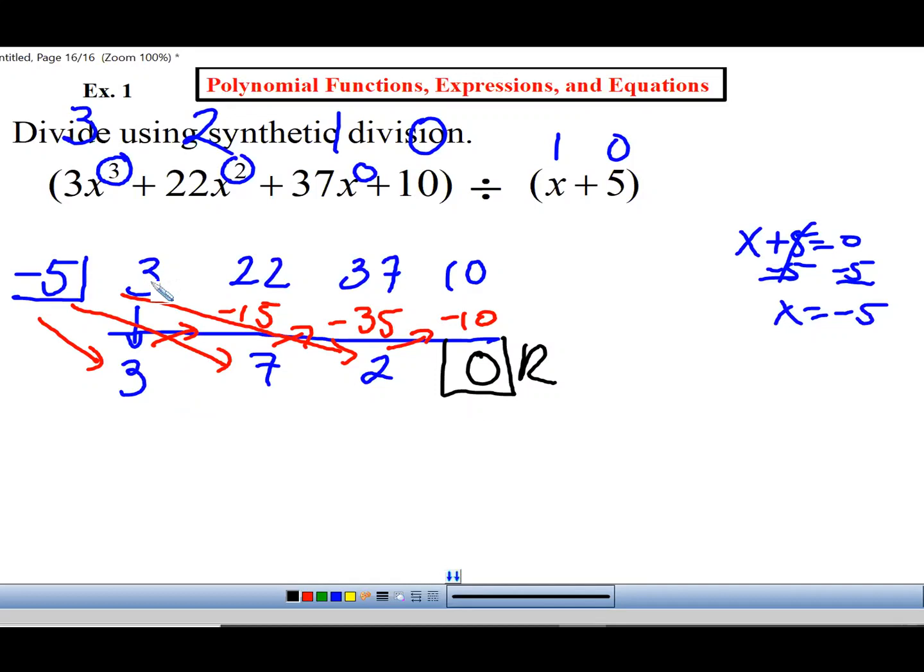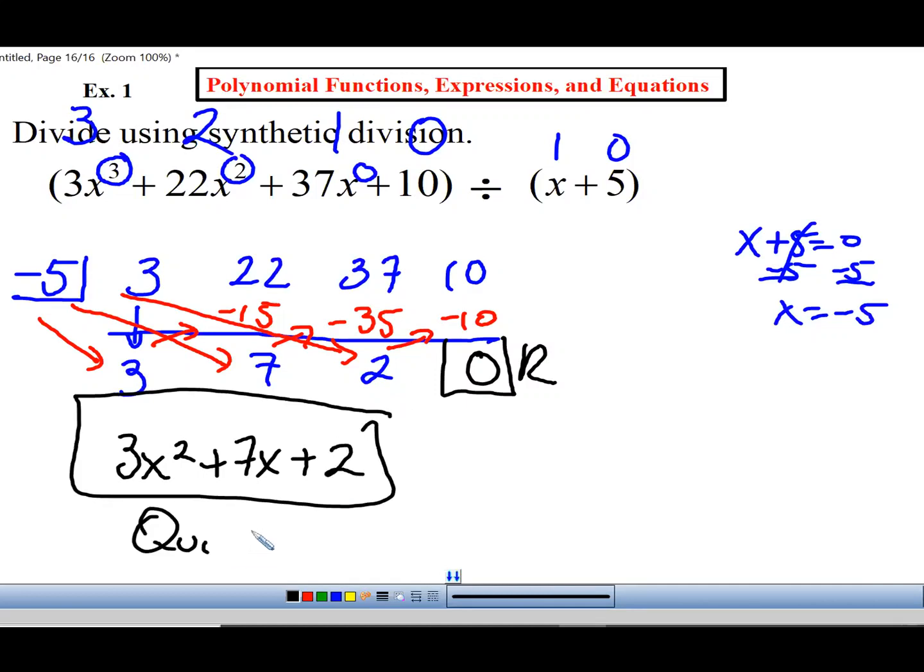Therefore, the 3 was the quotient of the 3rd degree, but once we do the division, this 3 now becomes to the 2nd degree. It loses what? 1 degree. So this is 3x squared. 22 was to the 2nd degree. That means 7 is no longer to the 2nd, it's to the 1st degree. So that's plus 7x. 37 was to the 1st degree. That means the 2 right below it is to the 0 degree, which is our constant. That is plus 2. And this is our quotient. Quotient is the result of a division. Did we just divide? Yes.